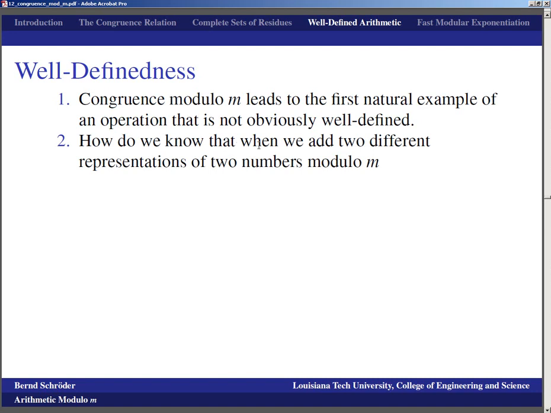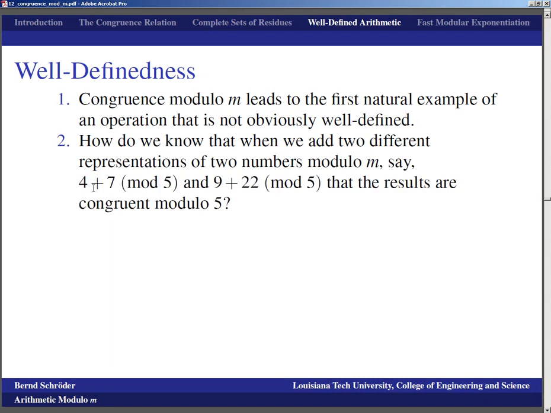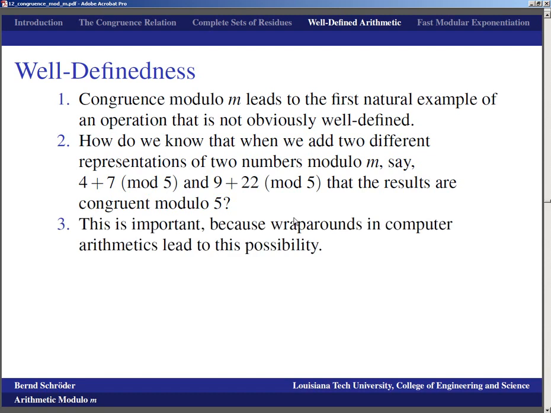Basically, the question is, how do we know that when we add two different representations of two numbers modulo m, say 4 plus 7 and 9 plus 22, when we add those modulo 5, we realize 9 and 4 are equivalent modulo m, and 7 and 22 are equivalent modulo m. So how do we know that the sum 4 plus 7 is congruent modulo 5 to the sum of 9 plus 22? Basically, that is something that we would want to be true because, as I keep saying here, we want to do arithmetic modulo m, and that only works if our arithmetic operations play ball, right?